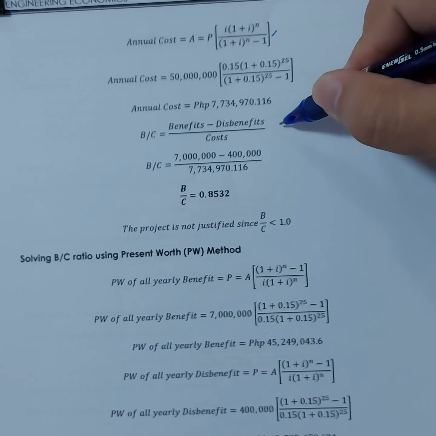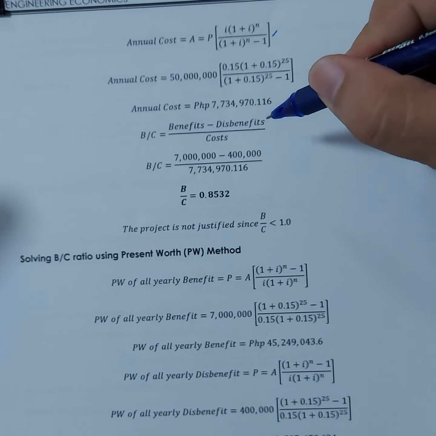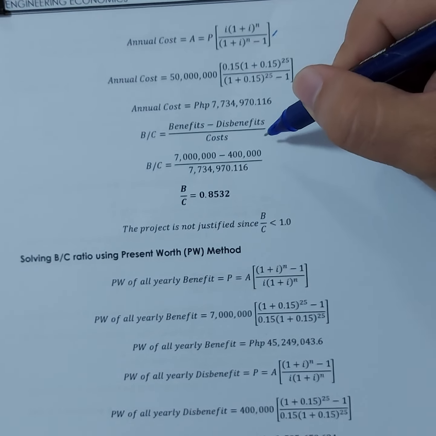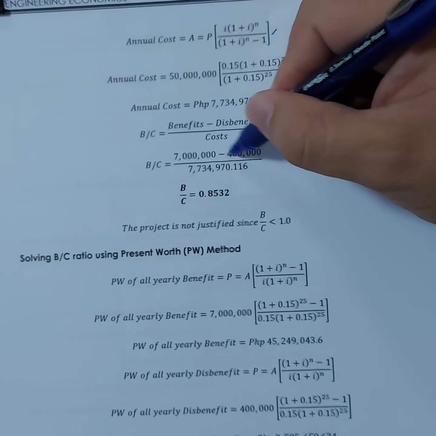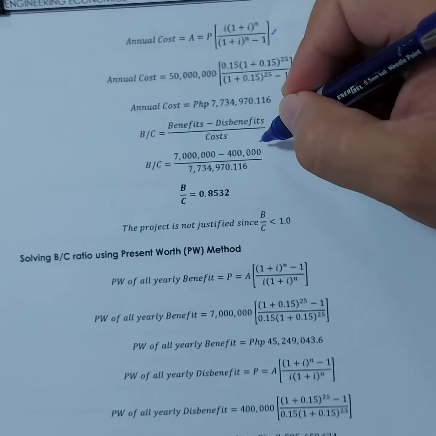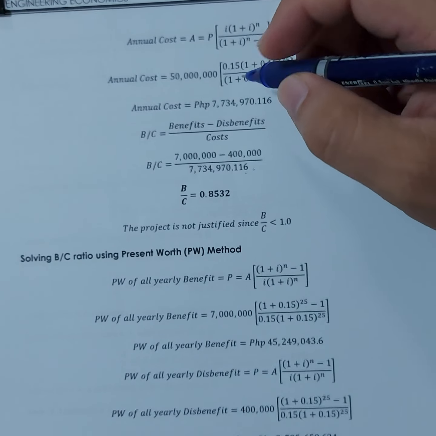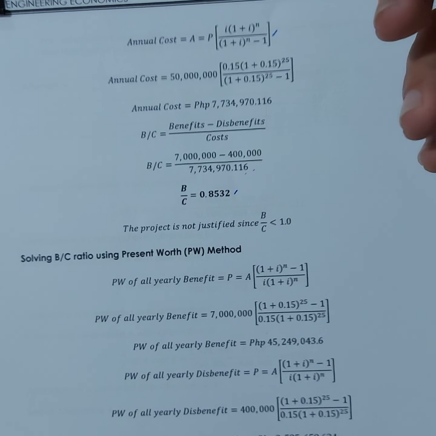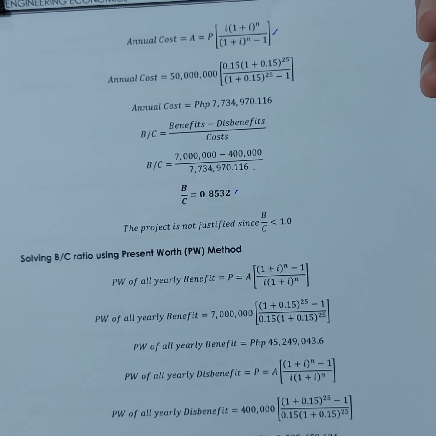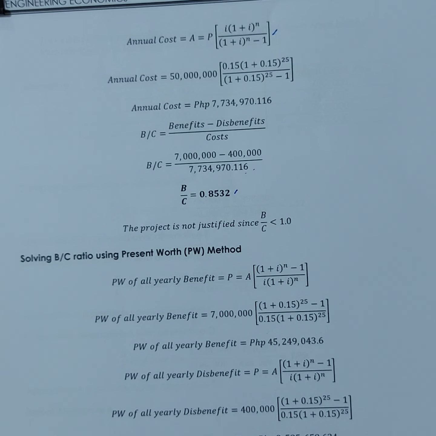So we have the annual cost that is equivalent to 7,734,970.116 pesos. So since we already have the benefits and the cost, then we can apply now the benefit cost ratio. So subtract natin yung annual upkeep from the benefits, and we divide by yung cost natin. So we have a benefit cost ratio that is 0.8532, which is less than 1, which means that the road should not be constructed. Hindi siya feasible financially. Mas marami yung cost compared sa benefits na makukuha natin.